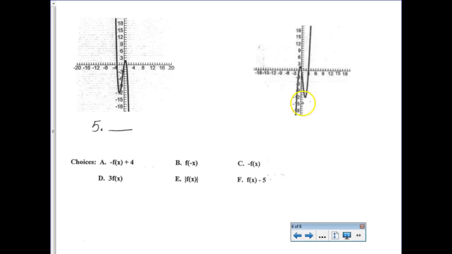And then let's see. Comparing these two, I can definitely tell there's some sort of reflection going on, but it appears to be reflected across the y-axis this time, so that's like a horizontal reflection. So horizontal reflections are the newer ones for you guys. That's where they throw a negative into the function. So that would look like choice B, f of negative x.